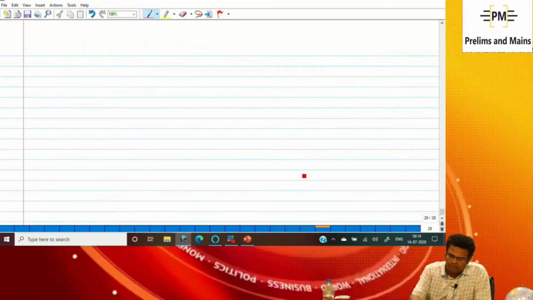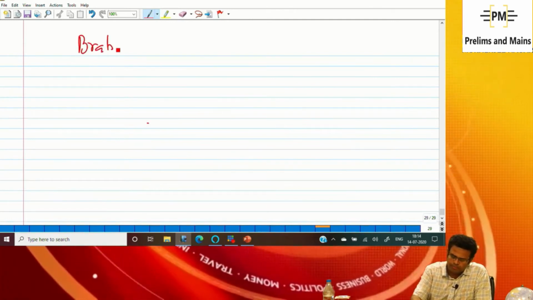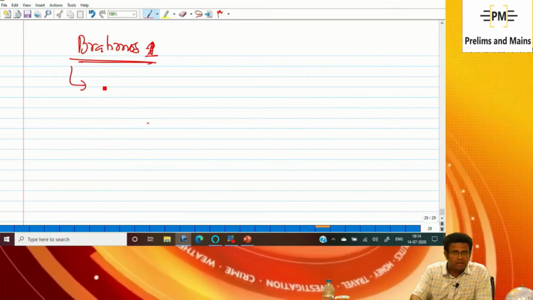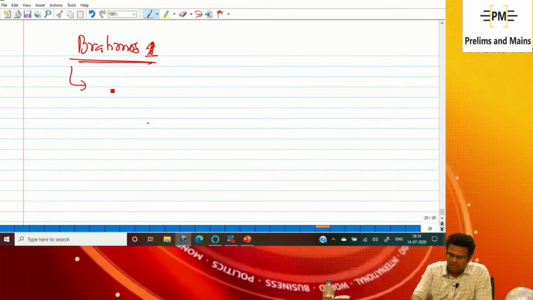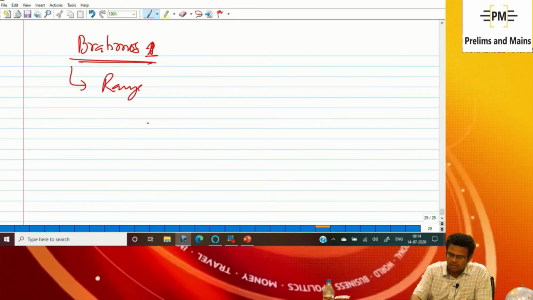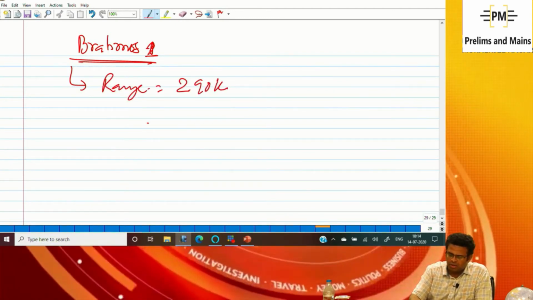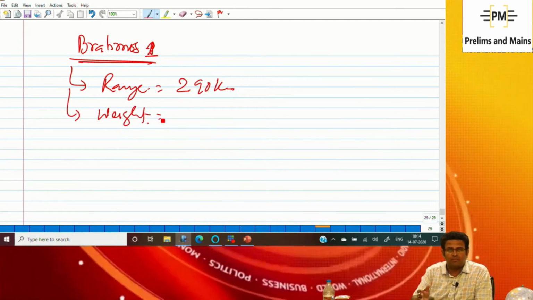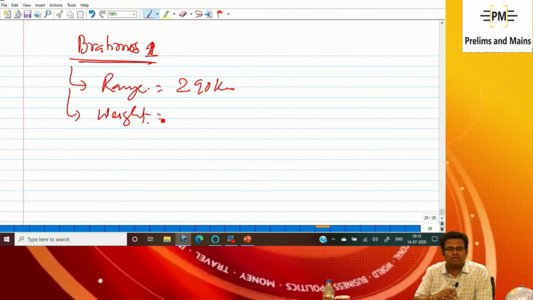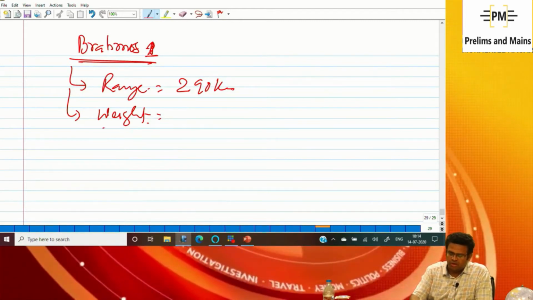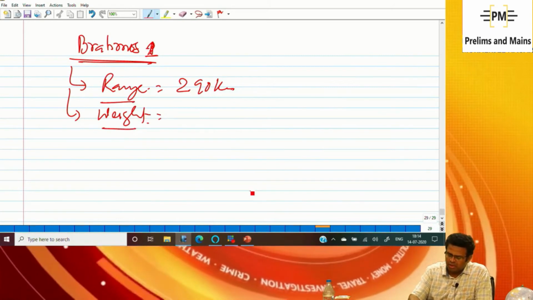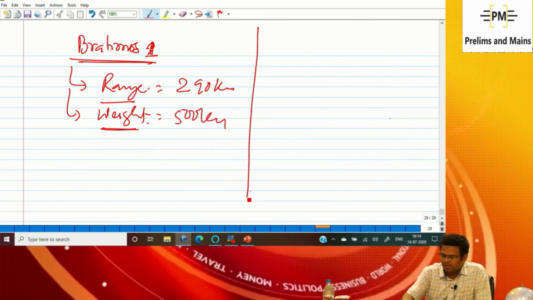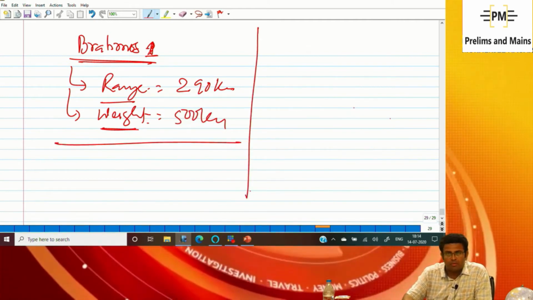And if I am talking about BrahMos 1, its range is 290 kilometer, and its weight, according to MTCR, is 500 kg. You know that this BrahMos 1 was formed before India was a member of MTCR. Therefore it was made together with Russia, 290 kilometer and 500 kg. So this is the quality of BrahMos.